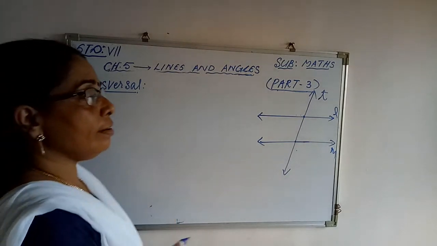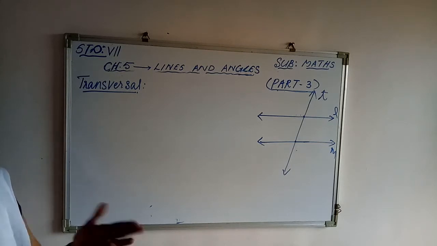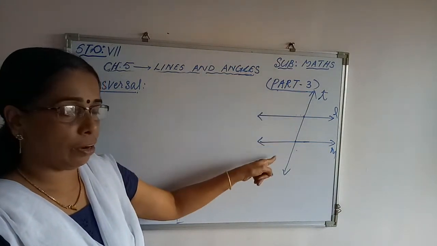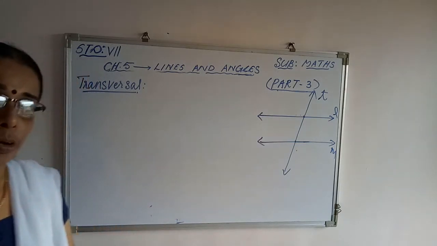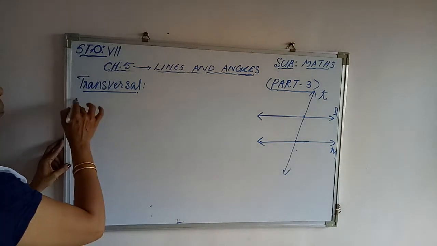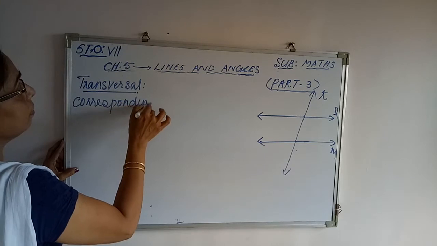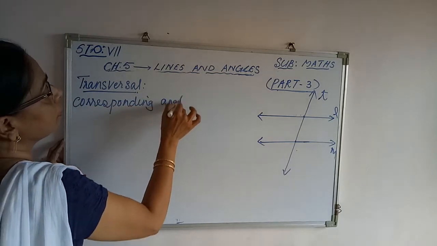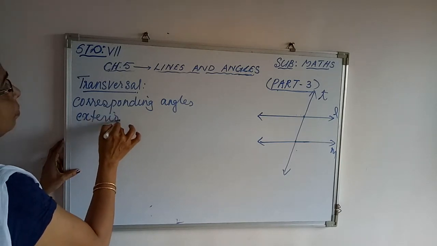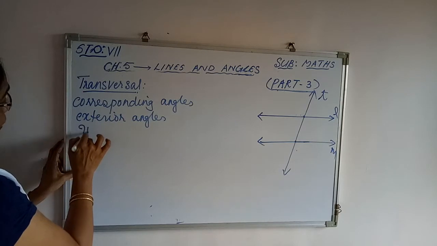So a transversal gives rise to several types of angles. It means when two lines are intersected by a transversal, different angles are formed. You know which are the angles? The angles formed are corresponding angles. Then we get exterior angles and interior angles.